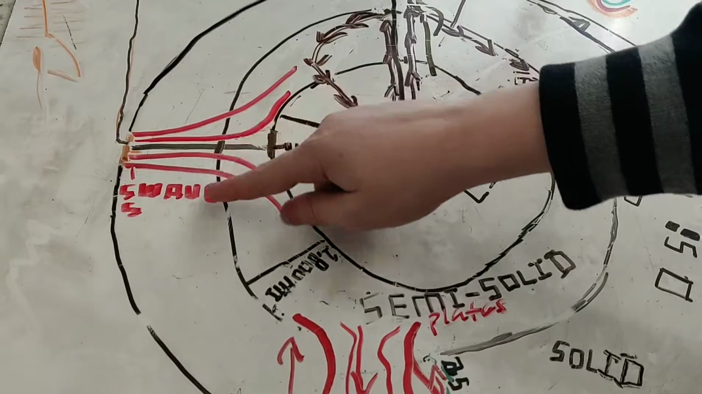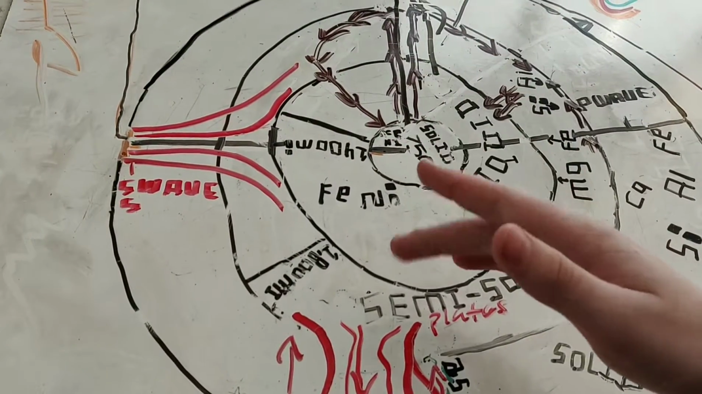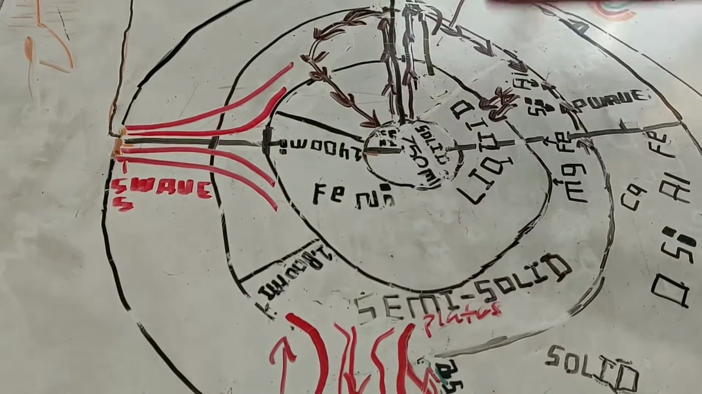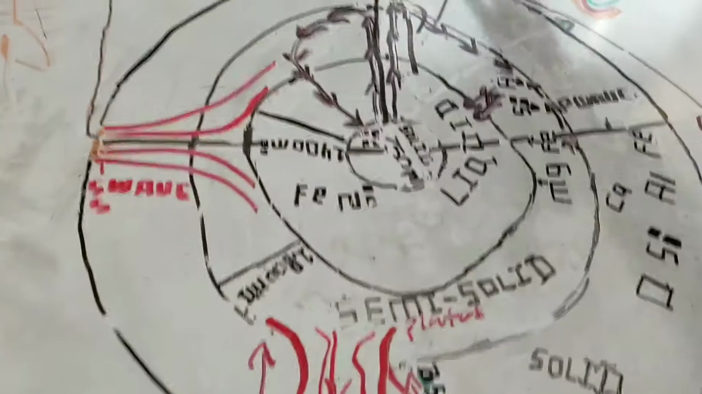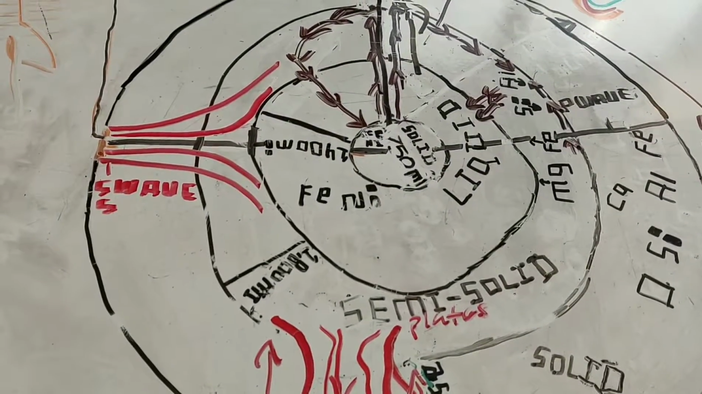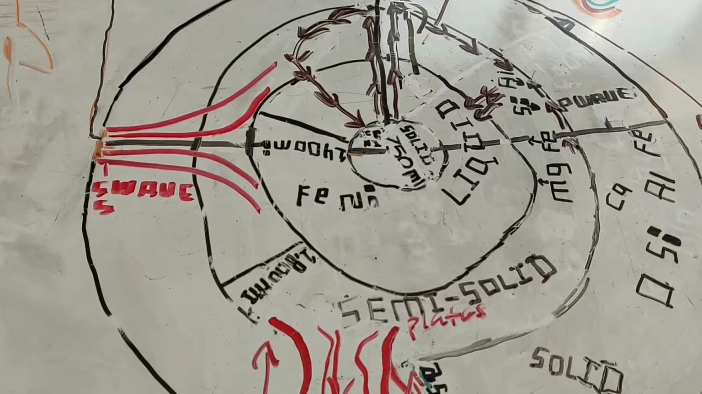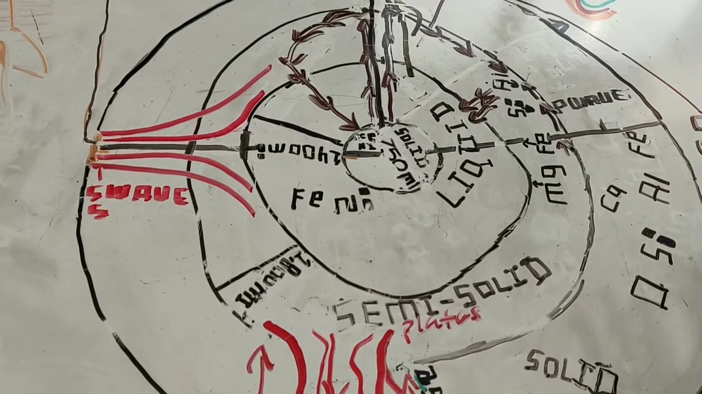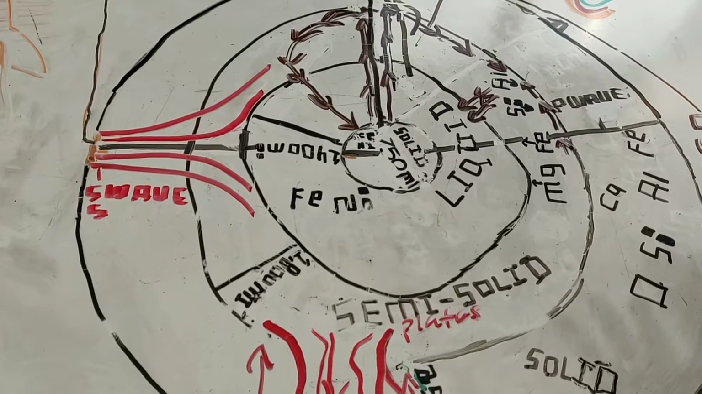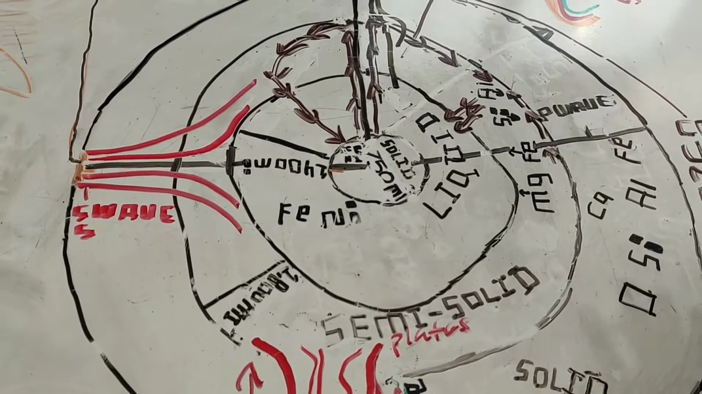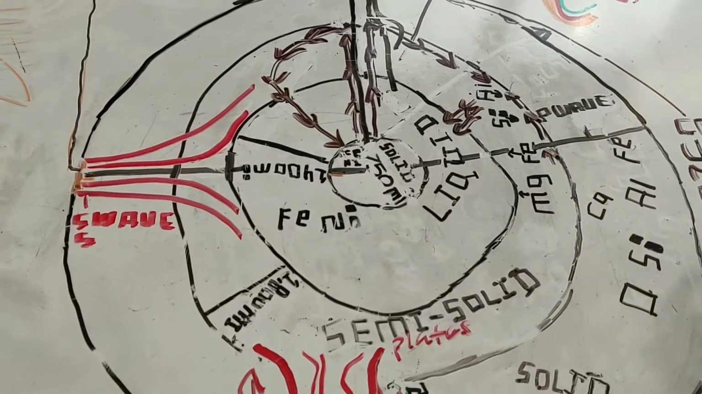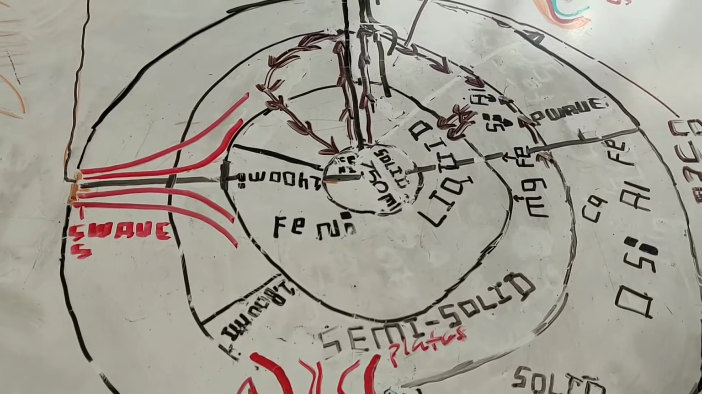Now here we have the S wave. The S wave is slow, and it can't go through liquid because it's not fast enough. So that's why it kind of just bounces off, called refraction. So this is why some places feel P and S waves, and this is why some places only feel P waves.